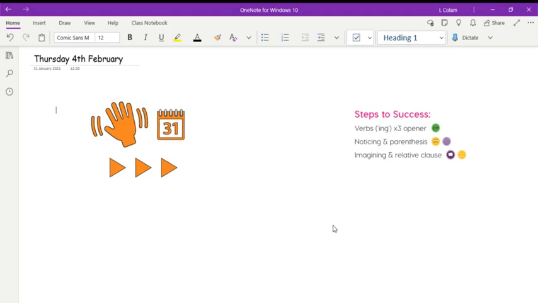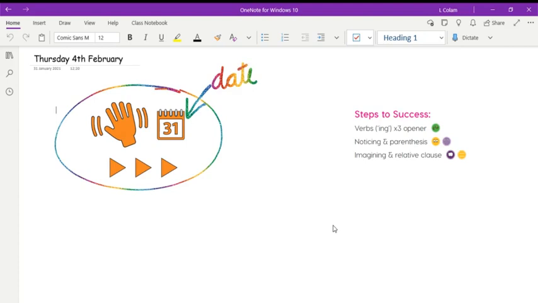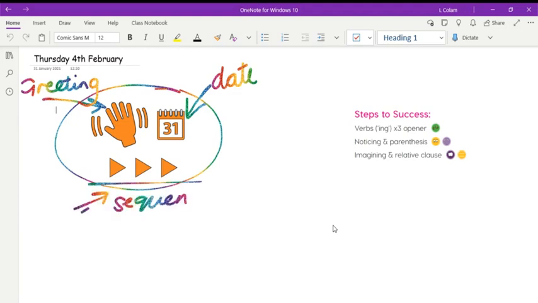So these are our first shapes for this morning's lesson. This one is obviously going to be our date. We've got to make sure we've got our accurate dates. This one is our greeting, or what they call a salutation. And then this one is going to be a sequence of events, so it's going to outline what Scott's journey is going to be over the next few lessons.